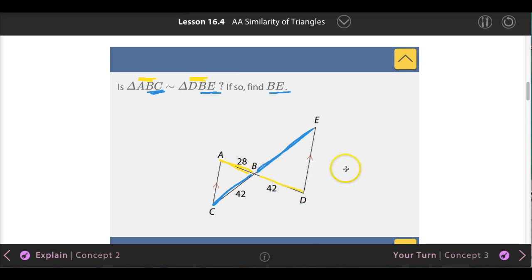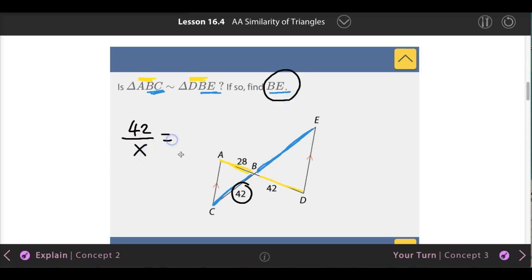Okay, so now we can go ahead and set up an equation. This is very similar to what we did in class, right? So there you go. Let's go ahead and do this. BC over BE. BC is 42. So 42 over BE, and that's what we need to find. So that's going to be X.